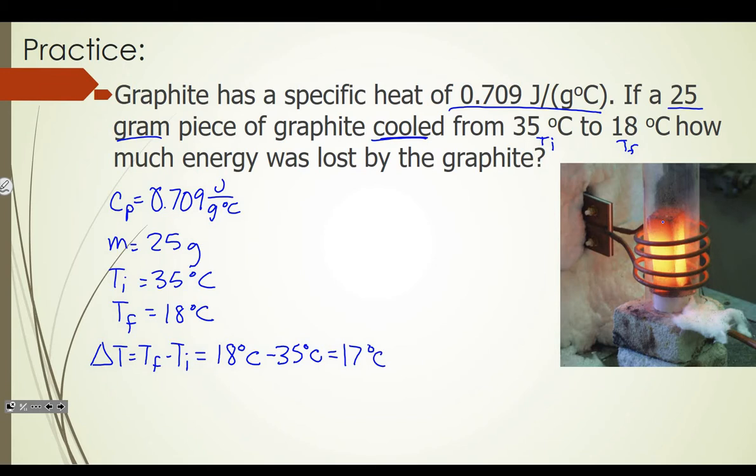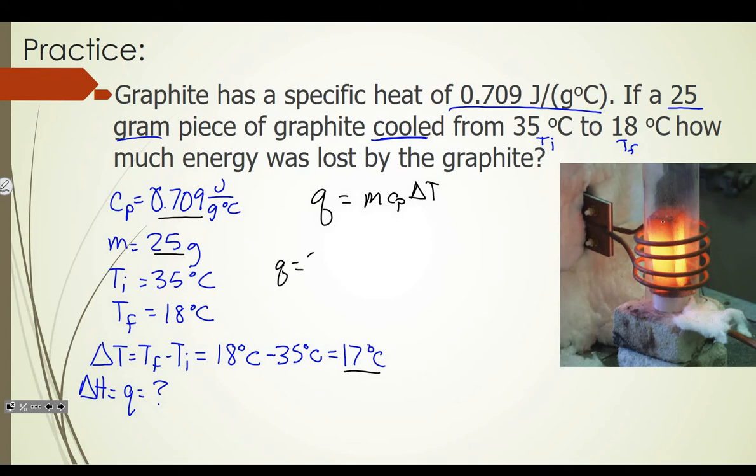All right, 17. Then it says how much energy. What was the symbol for energy in our equation? Wasn't that Q or delta H? I don't care which one you use. So I'm trying to find that. Well, that equation was already set up that way, wasn't it? It was Q equals m Cp delta T. So I'm just going to plug in m, Cp, and delta T. So I plug it into my equation.